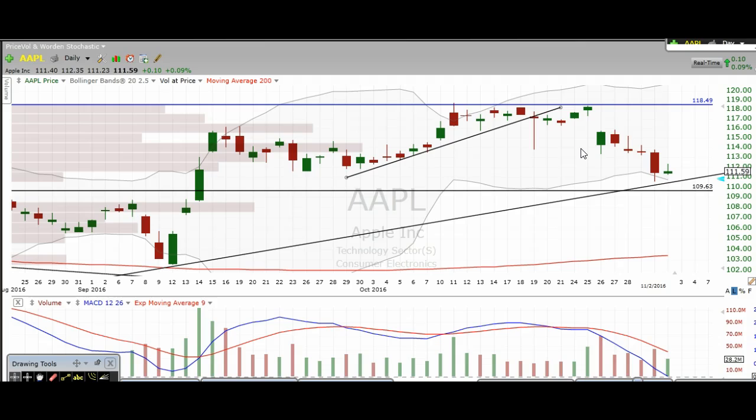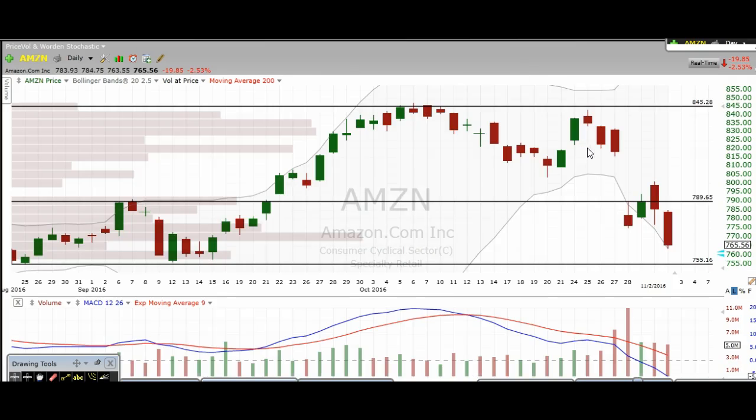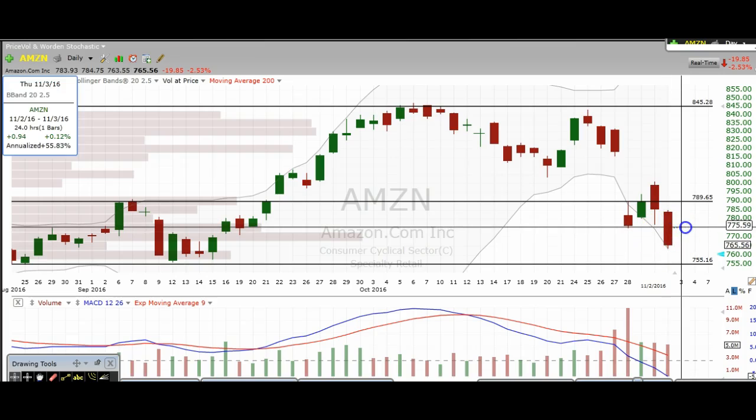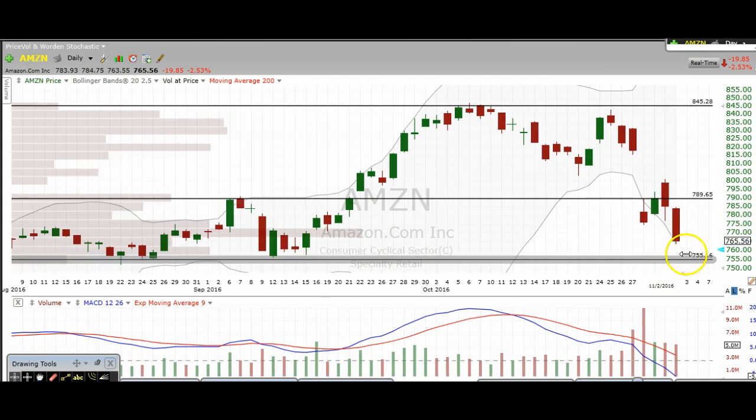The next one we're going to take a look at is Amazon. Amazon, as you can see, selling has occurred, and we broke below these lows right here, the last three lows. We broke below them, we closed below them. So more than likely, if we get a retest higher of about 776, that's more than likely going to get rejected in the short term, and that we're going to eventually test this 755. It's about $10 away.